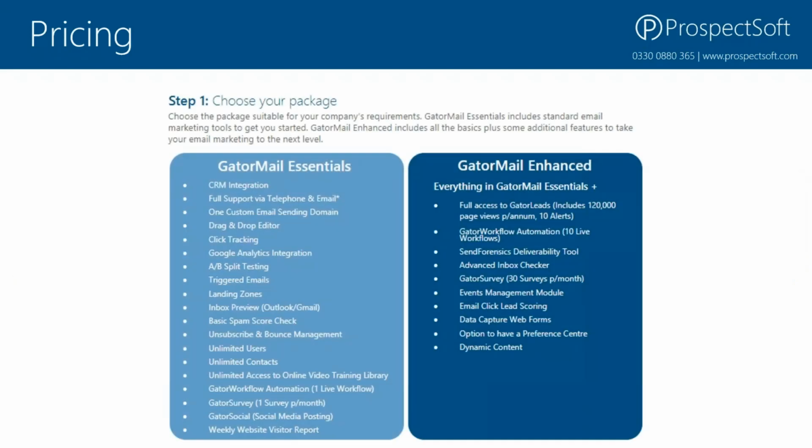And then it is just a case of choosing your package. We've got the Gator Mail Essentials on the left and then the Enhanced on the right. I can send a price list to anyone individually if you'd like it, but this is also going to be in the slides that I send out. As I say, you do get some of those extra product offerings, the survey and the social, and you get some of the more enhanced things in the enhanced package, obviously. So do take a look at that if you're interested in finding out what's available, but I can demo anything a bit more in depth if you want me to.